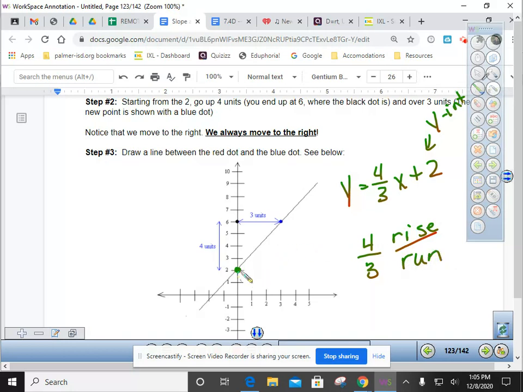How many do we go up? 1, 2, 3, 4. How many do we go over? 3. 1, 2, 3. And then we put another dot. I know this doesn't have the lines on it, but you can visualize. Then you take your handy dandy ruler and connect the dots, which is already done for you. That's graphing a line. Turn the page.